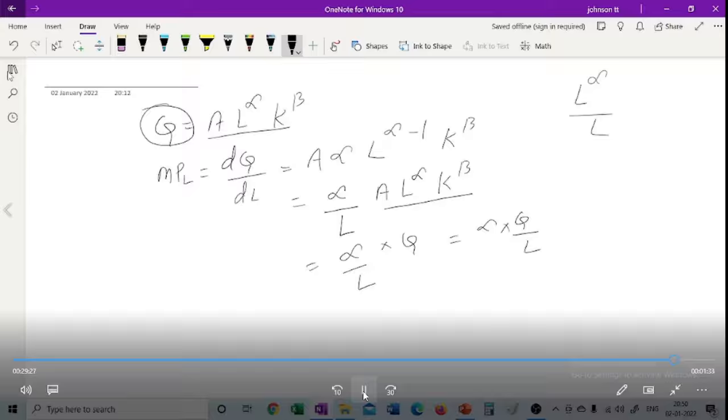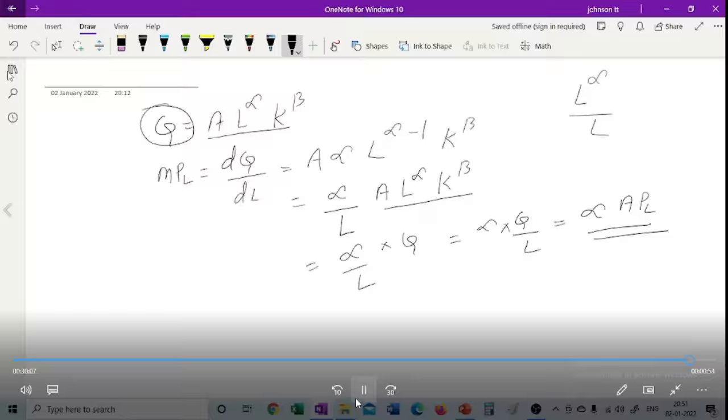What is Q by L? Total output divided by the number of units of labor, that is equal to the average product of labor. So that is equal to alpha into APL, alpha into average product of labor, that is the marginal product of labor. So if you are asked to find the marginal product of labor, and if you know alpha and the average product of labor, then you just multiply it. You will get the marginal product of labor.